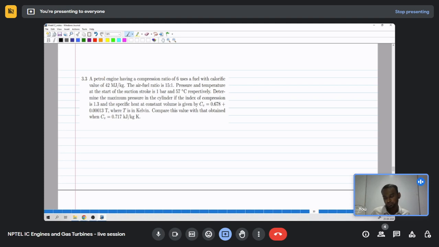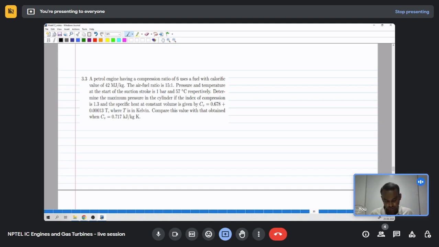So in the next problem, we have a petrol engine having a compression ratio of 6, which uses a fuel with calorific value of 42 megajoules per kg. The air-fuel ratio is 15:1. Pressure and temperature at the start of the suction stroke is 1 bar and 57 degrees Celsius respectively. Determine the maximum pressure in the cylinder if the index of compression is 1.3 and the specific heat at constant volume is given by Cv equal to 0.678 plus 0.00013 T, where T is in Kelvin.